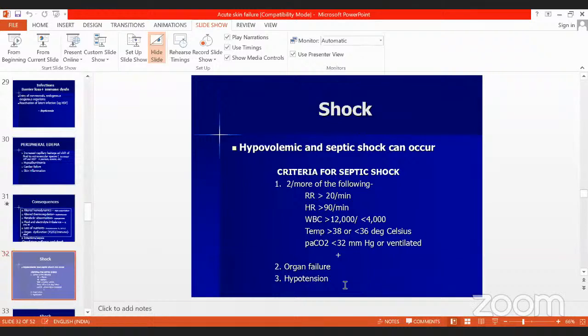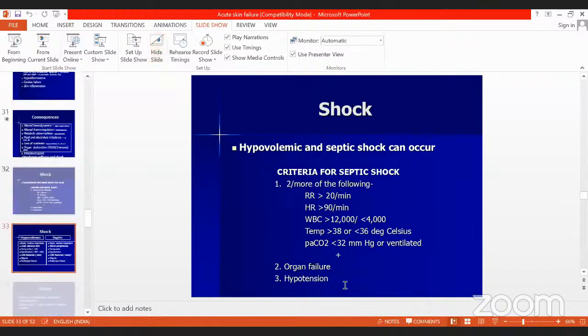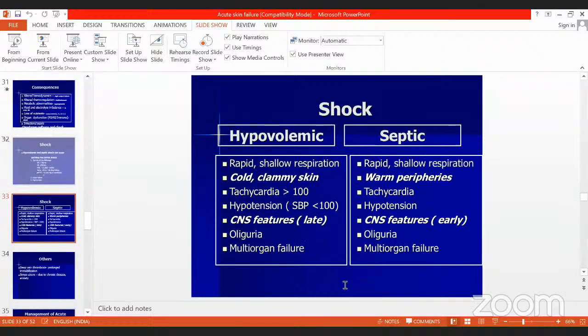Very often we think, okay, the patient is recovering. Then secondly, the second week of the rash or the acute skin failure, the second thing, which is the septic shock, can happen. So I won't go too much into the criteria. You can look that up. You all know about this. You must have learned about it in medicine. The criteria keep changing. But one thing just to highlight is how to differentiate hypovolemic versus septic shock.